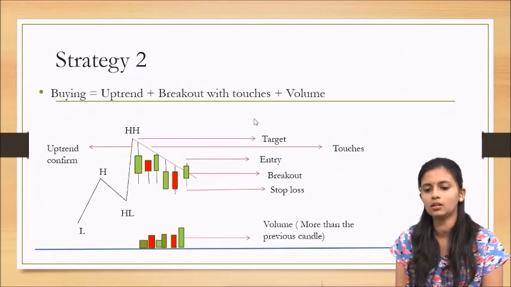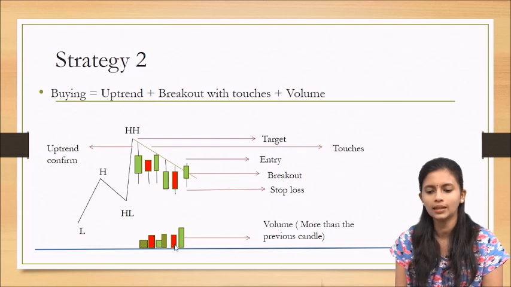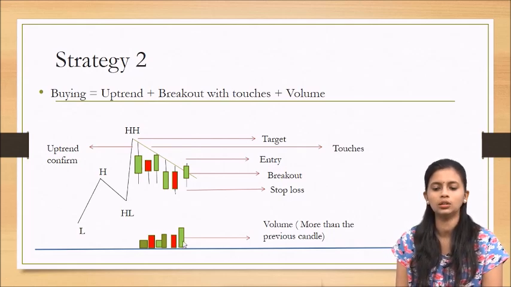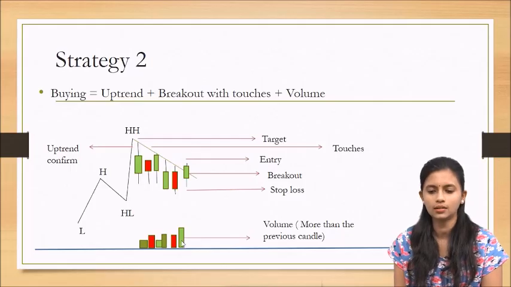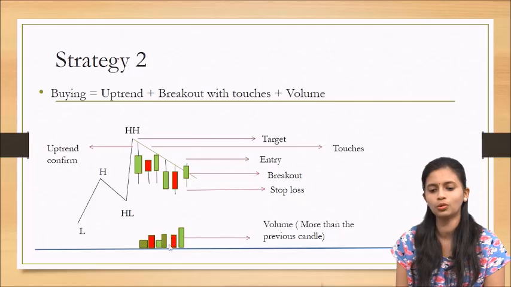Another condition that is to be met is volume confirmation. That is, the candle in which you are making the entry should have more volume than the previous candle. You can see here, if you turn on the volume indicator, the volume will also come in the chart. So the breakout candle should also have adequate volume, that is, more than the volume of the previous candle. Then only you can apply this strategy.